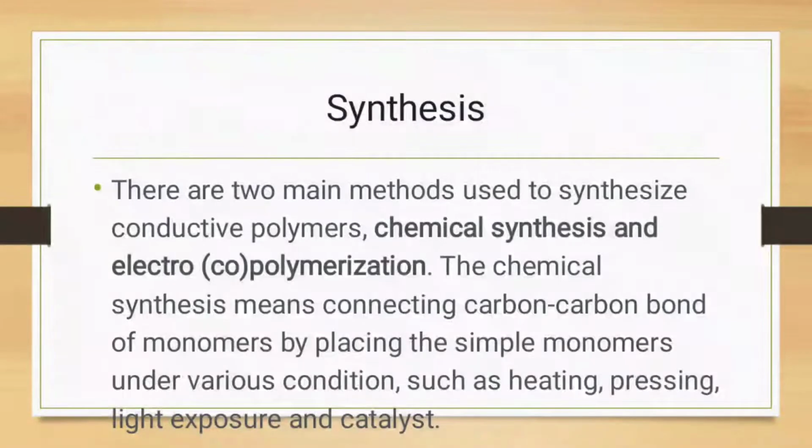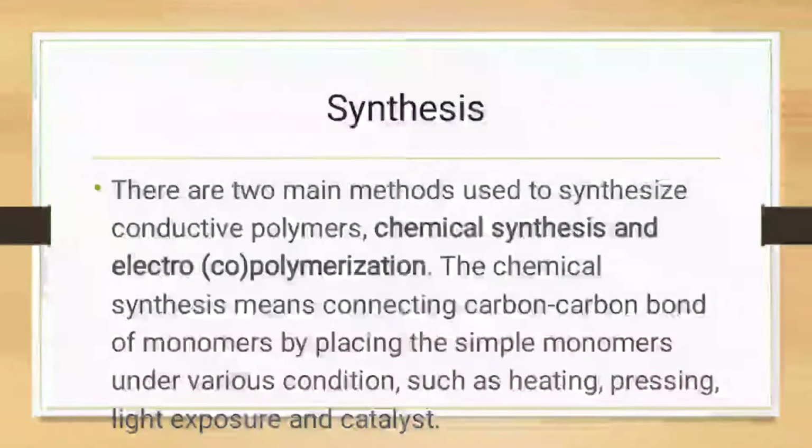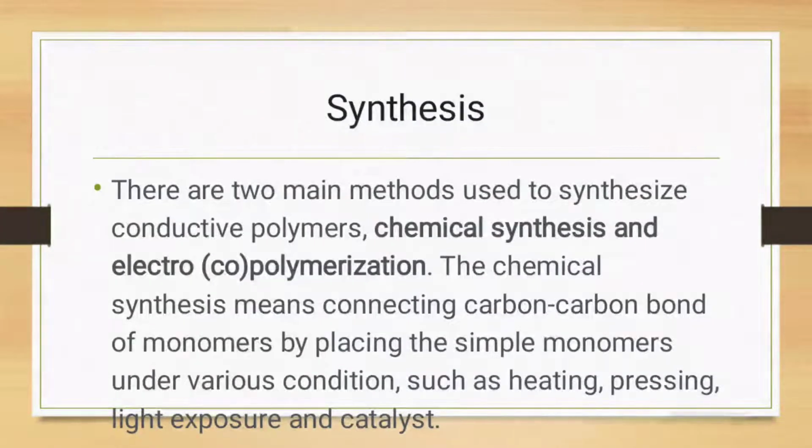Next we have the synthesis. There are two main methods used to synthesize conductive polymers: chemical synthesis and electropolymerization. The first one is electropolymerization and the second one is chemical synthesis. And let's see the first one.